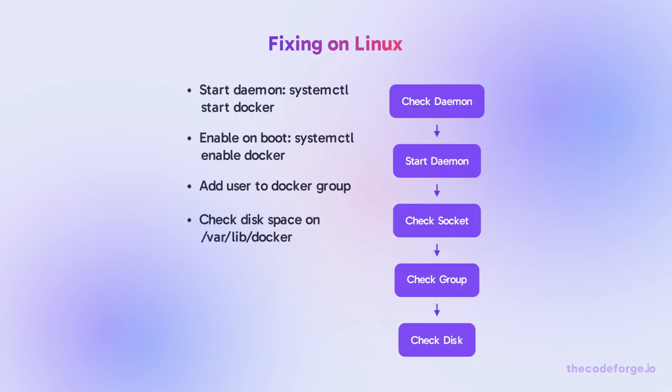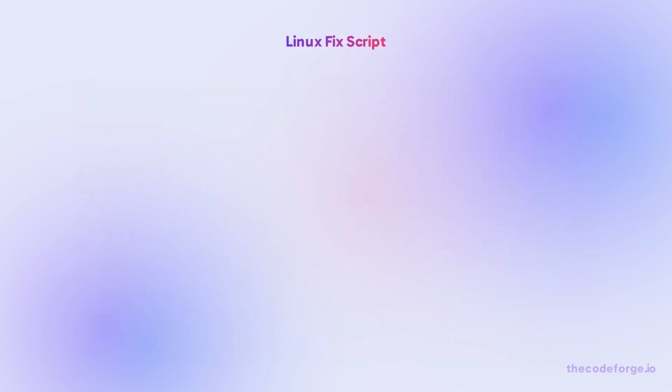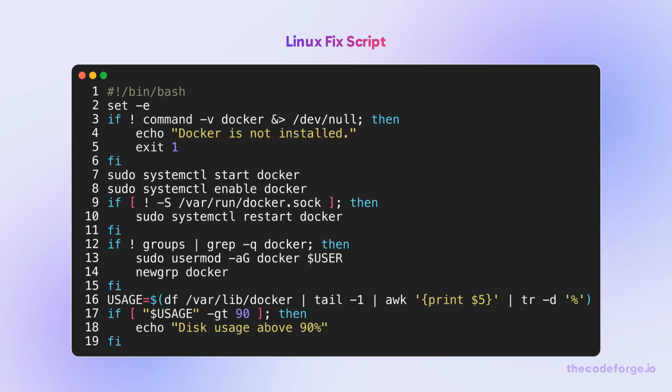On Linux, the most common fix is to start the daemon and add your user to the Docker group. But always check disk space first. A full disk is the one cause of daemon crashes. This bash script runs through the steps in order. Check installation, start the daemon, verify the socket, add user to group, and check disk space. Run it on any Linux host.